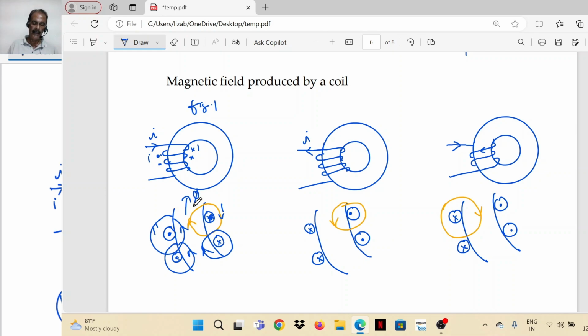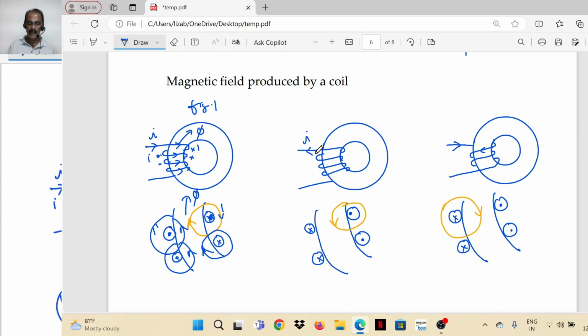Or there is another way to find it out. Just hold the coil with fingers in the direction of current. That means you have to hold the coil with the fingers in this direction and see the direction of thumb. Thumb will be like this. So that is the direction of the magnetic field. That way also you can find out.